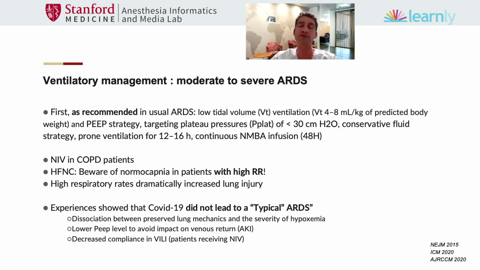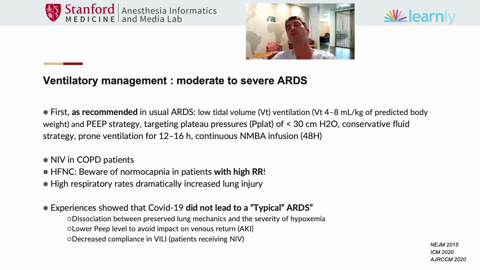And as I told you, there are no evidence-based guidelines, but it appears from the experience in Italy that maybe these ARDS patients are not typical ARDS. There is a huge dissociation, a huge discrepancy between the preserved lung mechanics with normal compliance and the severity of hypoxemia in these patients. So maybe we should use a lower PEEP level. That's what we do now. The maximum PEEP level is around maybe 10 to 12, but no more.